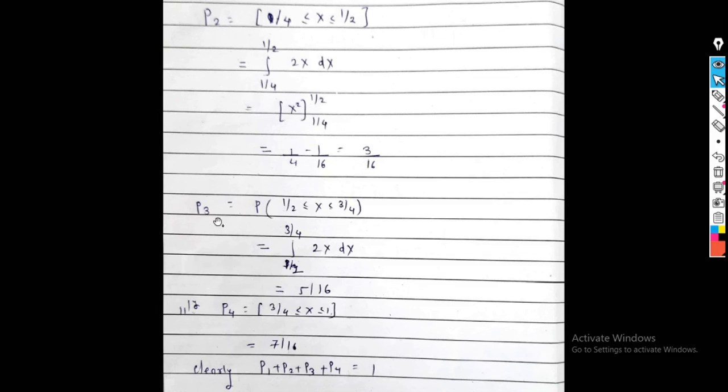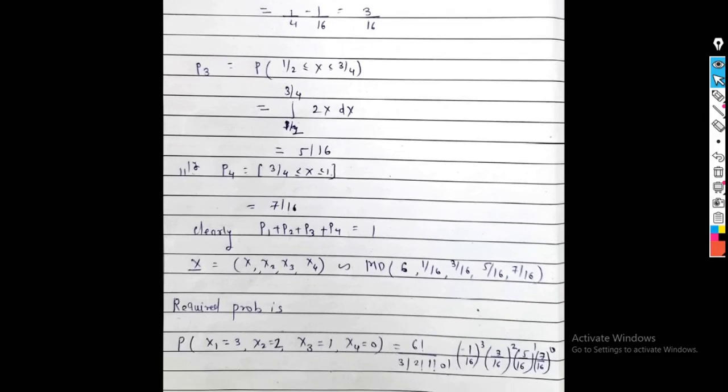Similarly, P3 is the probability that the observation is from the third part, and the range of the third part is 1/2 to 3/4. Again taking the integration, we get P3 equal to 5/16. And similarly P4, for observations belonging to the fourth part, whose range is 3/4 to 1. After taking the integration, we get P4 equal to 7/16. Clearly we know that P1 plus P2 plus P3 plus P4 is equal to 1.